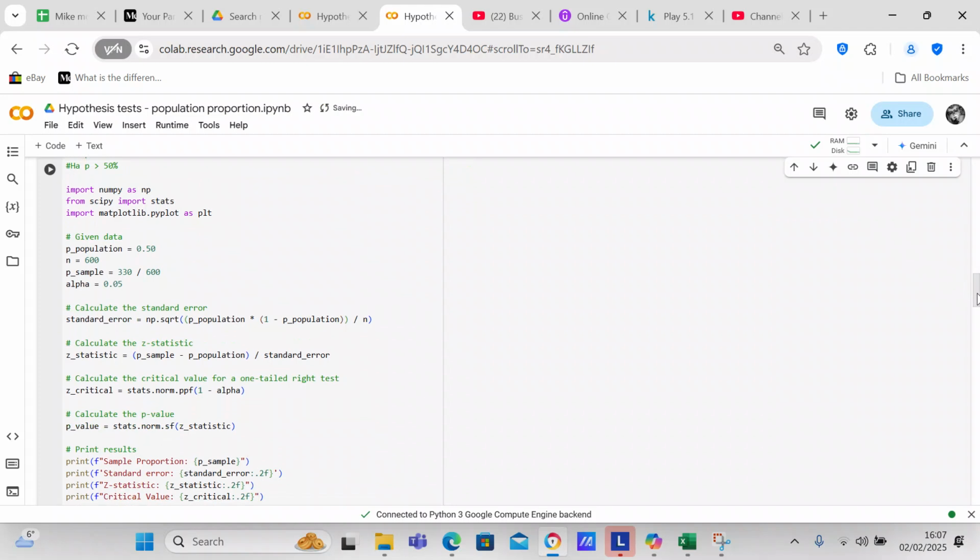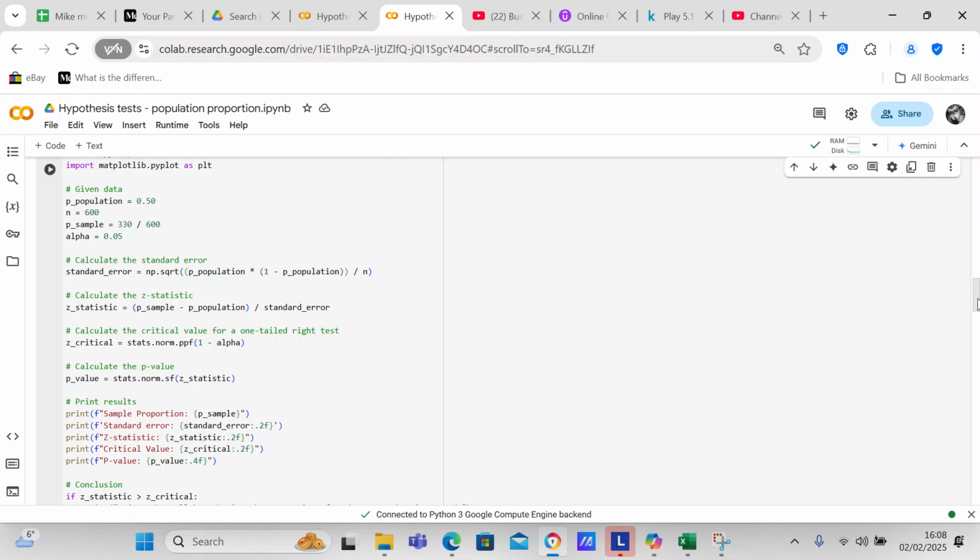So we're going to import the libraries that we're going to need to execute this program, which is NumPy as np to perform numeric computations, SciPy. From SciPy, we're going to import stats, which is going to perform your scientific computations, and import matplotlib.pyplot as plt to visualize the data. So we're going to have our data.